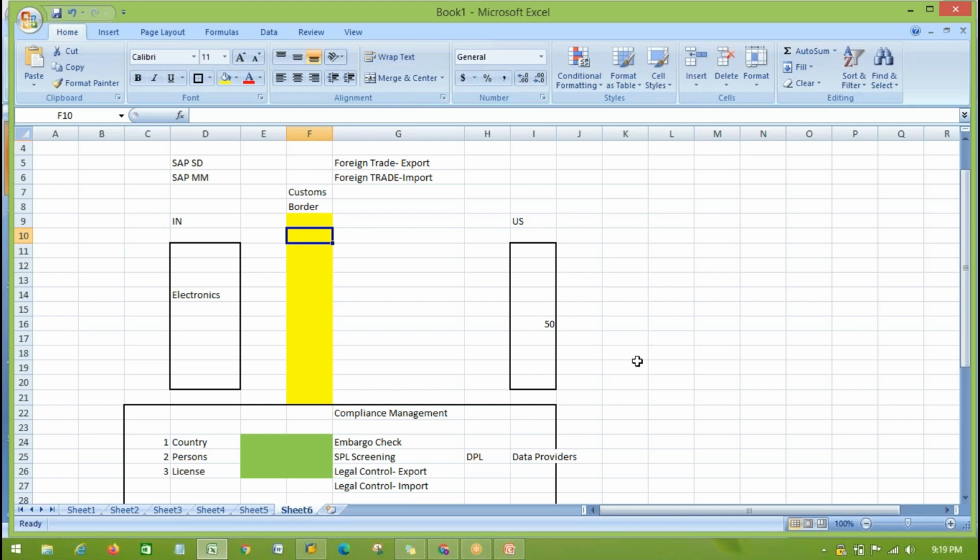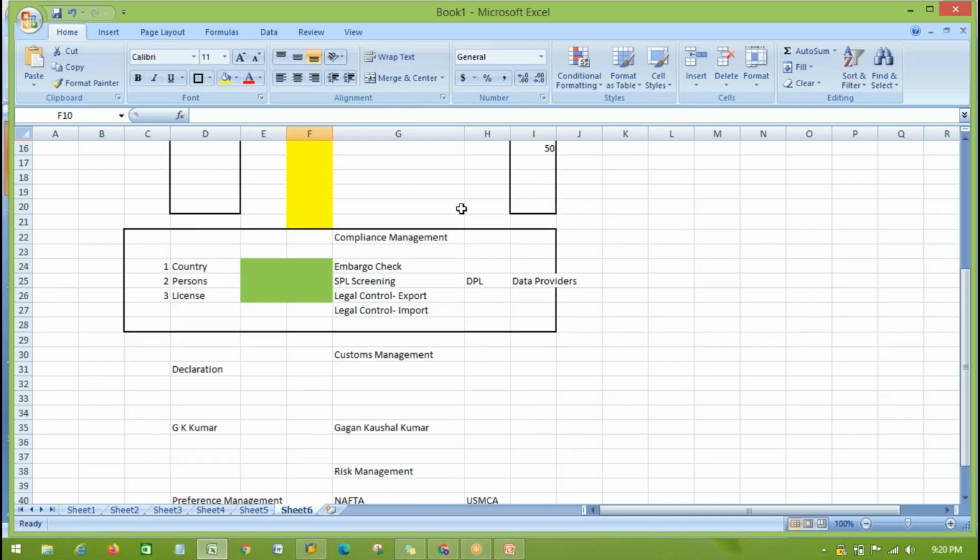As an example, let's say we have set up these three things and completed all the configuration in our SAP GTS. We create a sales order in our ECC system. That sales order will be transferred automatically to the SAP GTS system, and GTS will screen it against all three services: the document will be screened against embargo check, SPL screening, and legal control check.